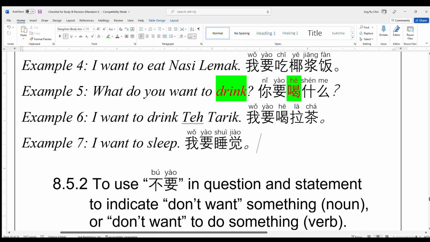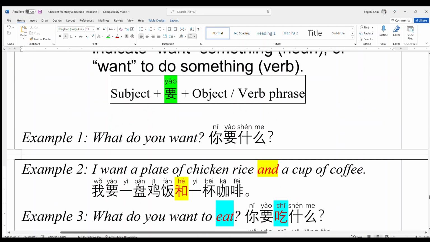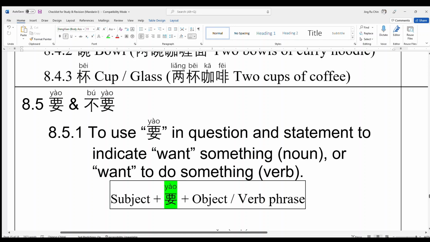Then maybe you can try combining this word 要, want, with what you learned in lesson 7. I want to wake up. I want to go to class. I want to go to library. I want to go to Kuala Lumpur. How do you say in Mandarin? This is your exercise lah, yeah. So you can try it and you can tell me, reply me, answer me. Okay. So this is something that I want you guys to test and do on your own to make yourself familiar with this word 要.